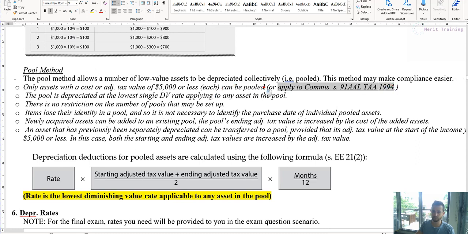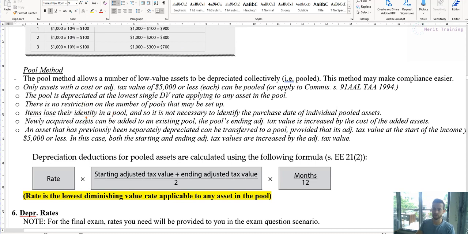For most people, it's just whether it's $5,000 or less. Now, the pool is depreciated at the lowest single diminishing value rate applying to any asset in the pool. So you've got to look at all assets in the pool, look at the diminishing value rate of the lowest one in the pool, and then use that for the entire pool. So there's no restriction on the number of pools that may be set up.